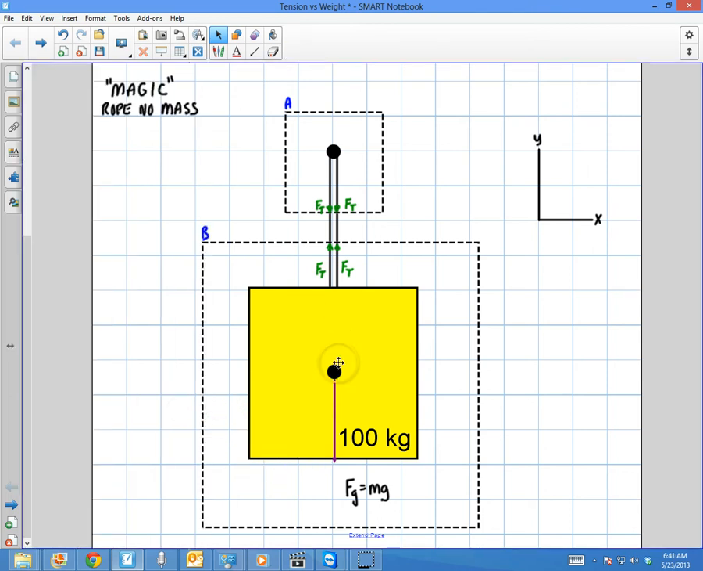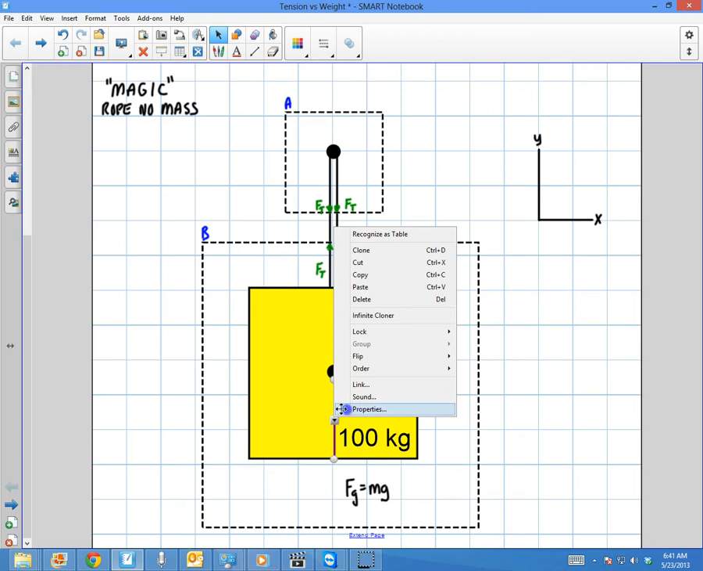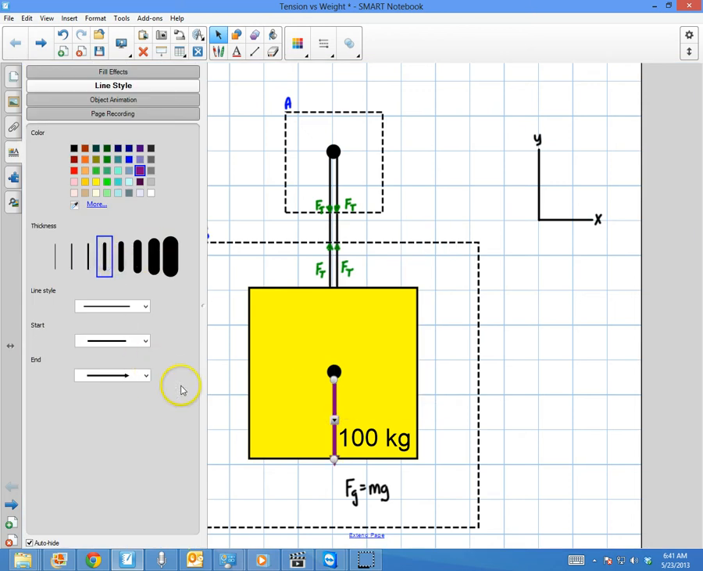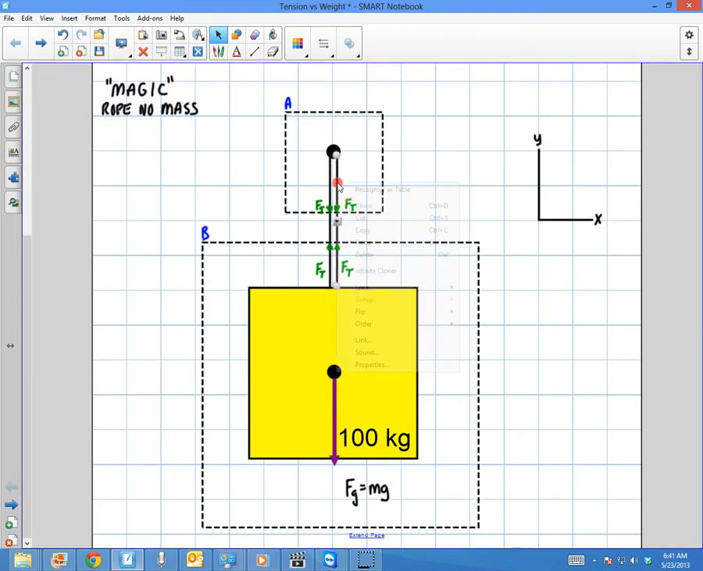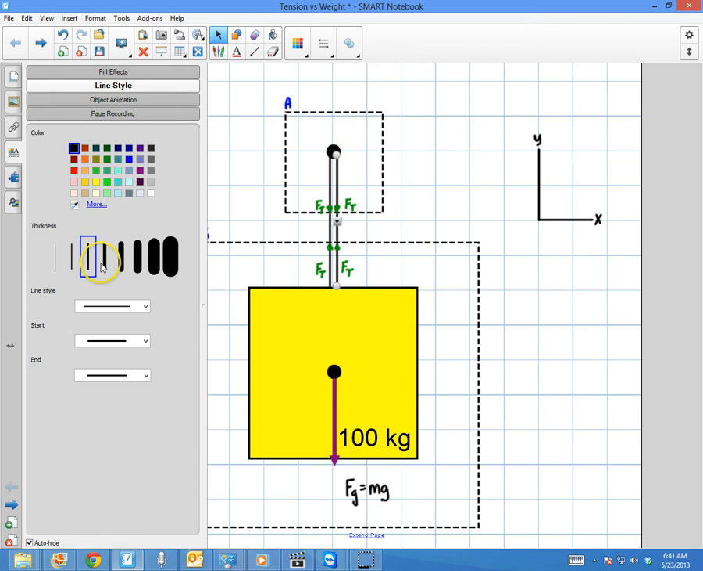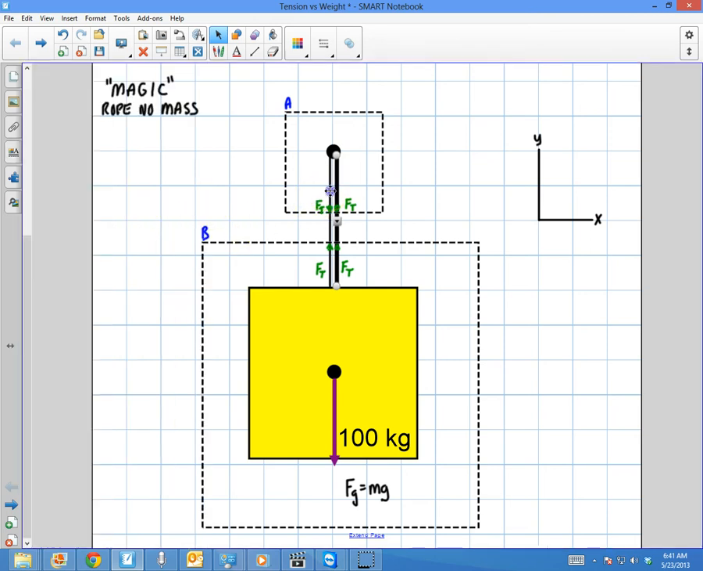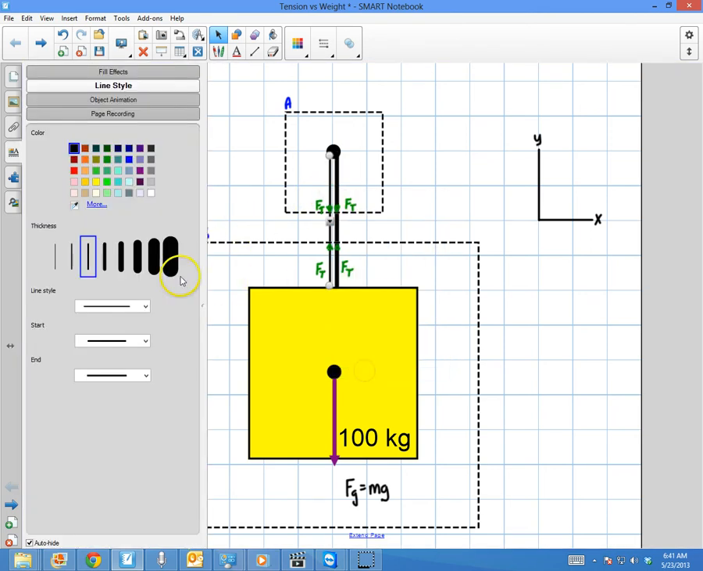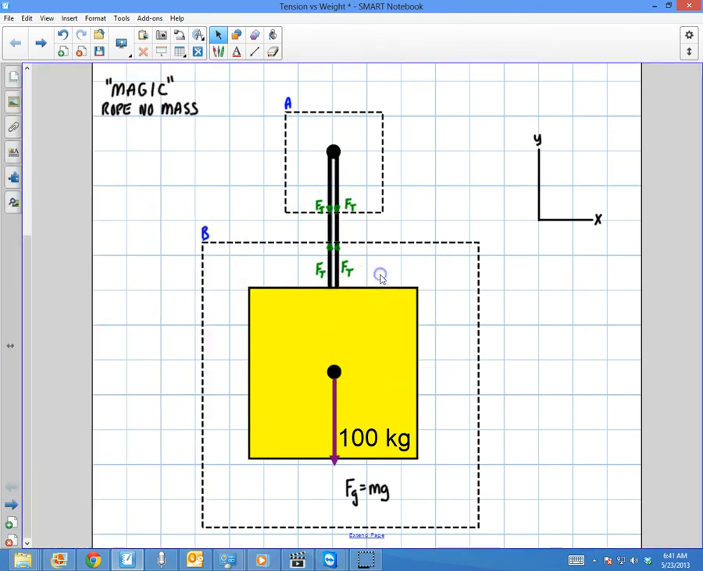Okay, and we're going to make these, that's still not good. Let's do this. Let's make this one bigger. Let's make these two bigger. There we go. Okay, so I've got my tensions going up, and my tension's going up here, and my tension's going down here.